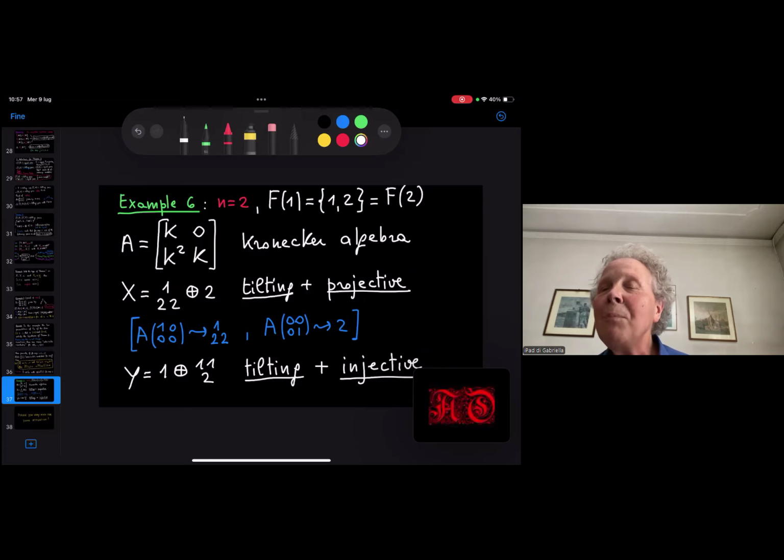And an example, if you take, for instance, again, the Kronecker algebra, we have that F1 and F2 are as large as possible, and they have two elements if you use the tilting projective module X and the tilting injective module Y.